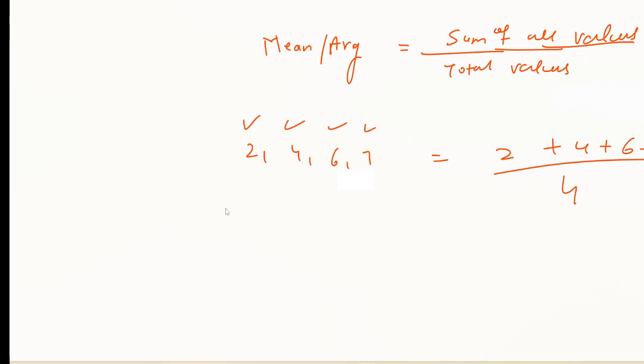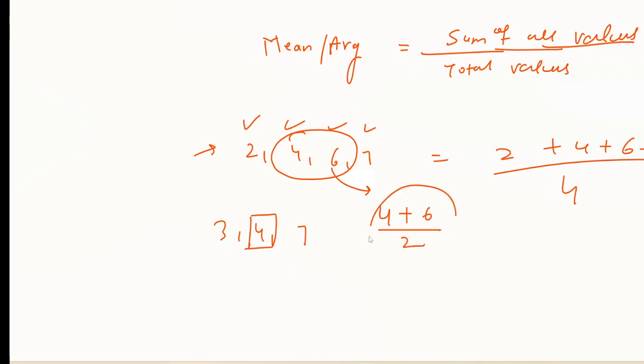The median is the middle value. Like the median of this, let's suppose this is the data 3, 4, 7. So the middle value is 4. So this is the median. But in this example, there are two middle values. So just take the mean of them, which is 4 plus 6 divided by 2. This would be the median. Mode means most frequent. Let's suppose this is the data. Here 7 is coming 2 times. So 7 is the mode.